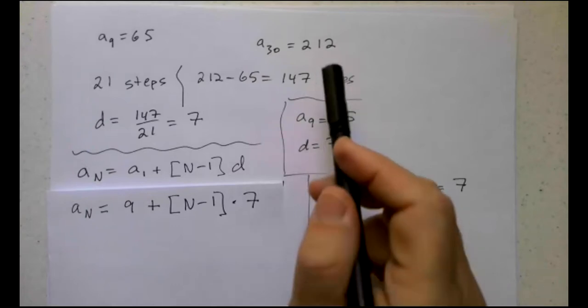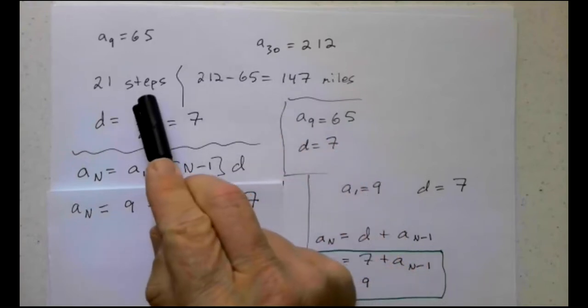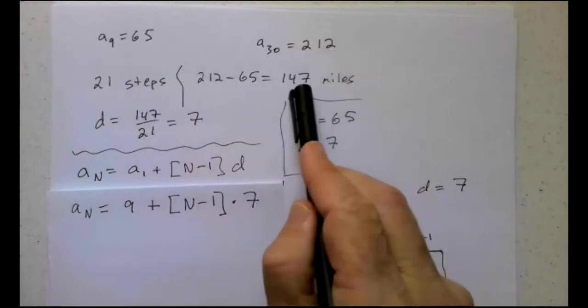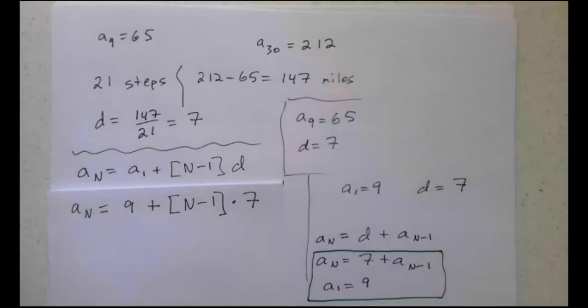But again, the thing I want you to remember is from the 9th term to the 30th term, 21 steps. How far did we go? From 65 to 212, we went 147. How do we find the common difference? 147 divided by 21. I think that really is the key idea on this problem.